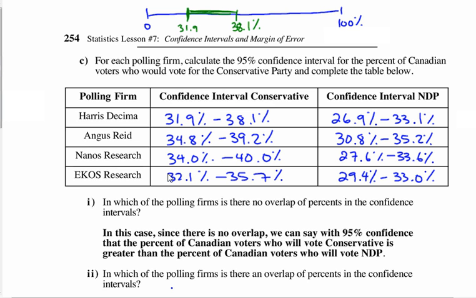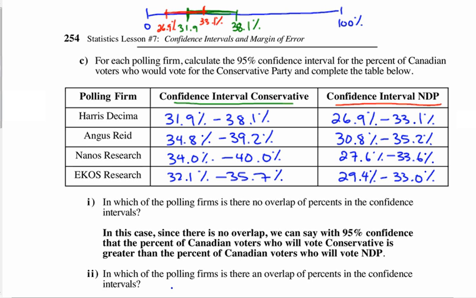That was for Harris for conservative. So green conservative, I'm doing green conservative. In red is NDP. So NDP starts at 26.9, somewhere over here, and then it goes all the way to 33.1%, so somewhere over here. So notice how there's an overlap there.